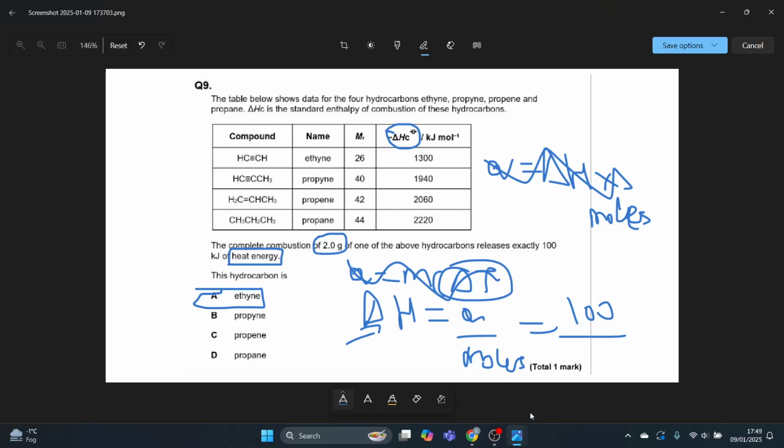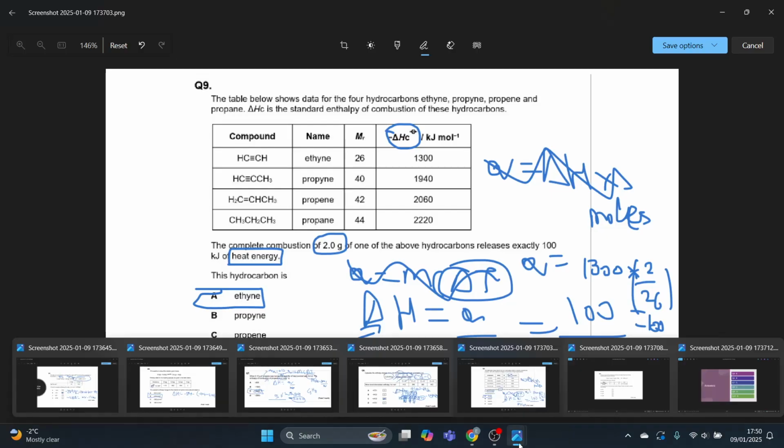That was not too complicated. Delta H is just Q divided by moles. Q is 100, divided by the number of moles of ethine, will give me the delta H of combustion of 1300. Or Q equals delta H times by number of moles, 1300 times by 2 divided by 26, and you will get 100 kilojoules of heat energy. Therefore, the answer is still A.